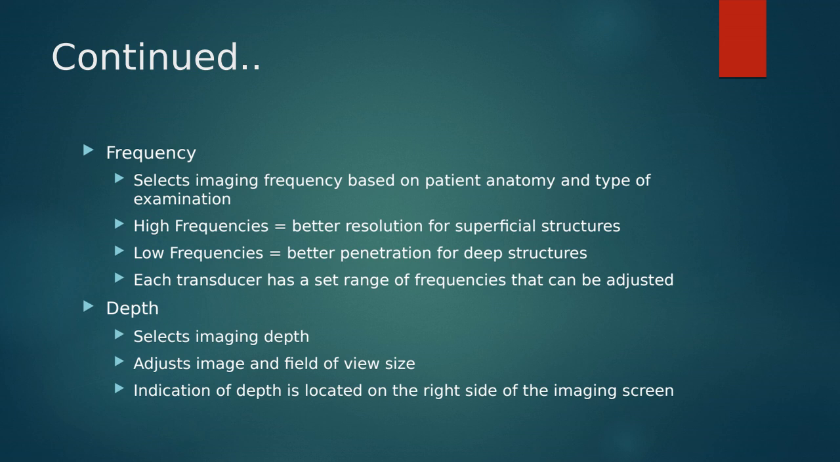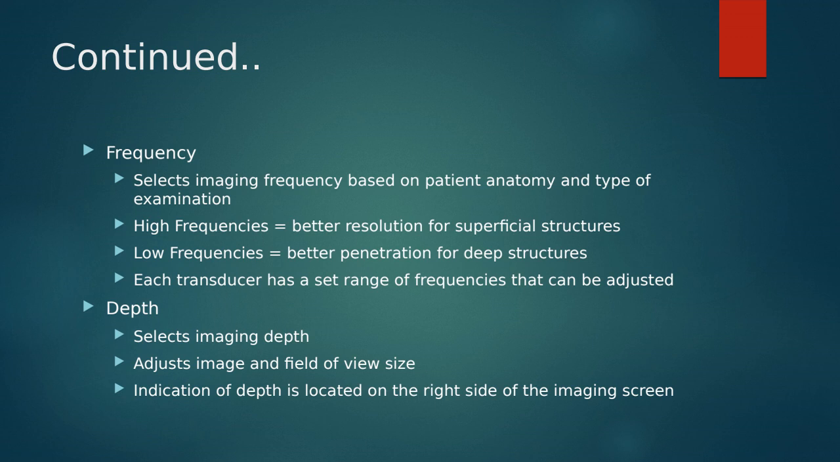So each transducer, like we saw, is going to have a set range of frequencies that it can be adjusted to. So again, depending on the type of patient or the type of exam that we're scanning with a curved probe, we can adjust the frequency anywhere from 1 megahertz, which is the lowest megahertz that we can have, and hopefully see the deepest and farthest into the body, up to 5.